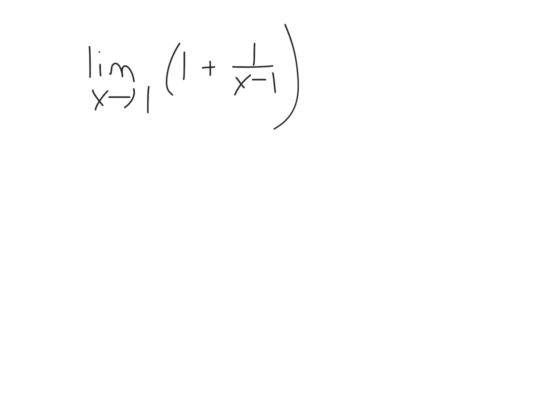We'll do one example and then we'll call it a day of using one of our properties. So we have a limit as x approaches 1 of 1 plus 1 over x minus 1. What will your answer be? Your answer would be infinity. Why? Because of our first property of addition, right? This goes to infinity, so therefore the whole limit goes to infinity.